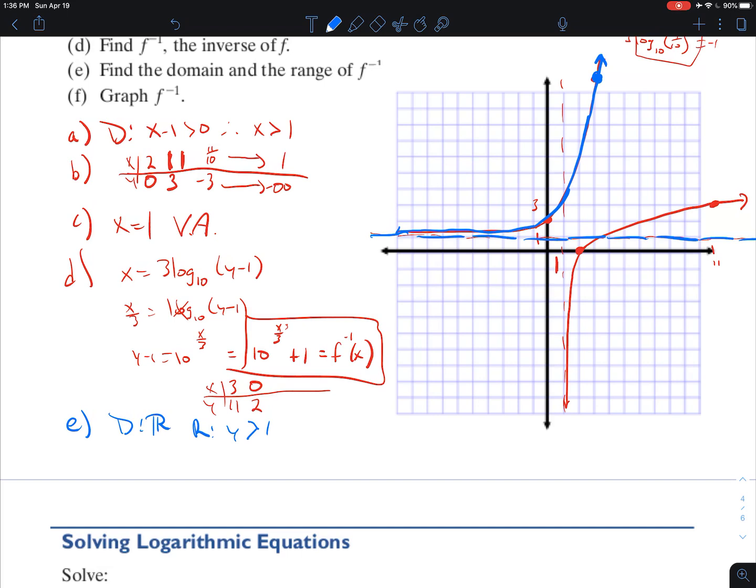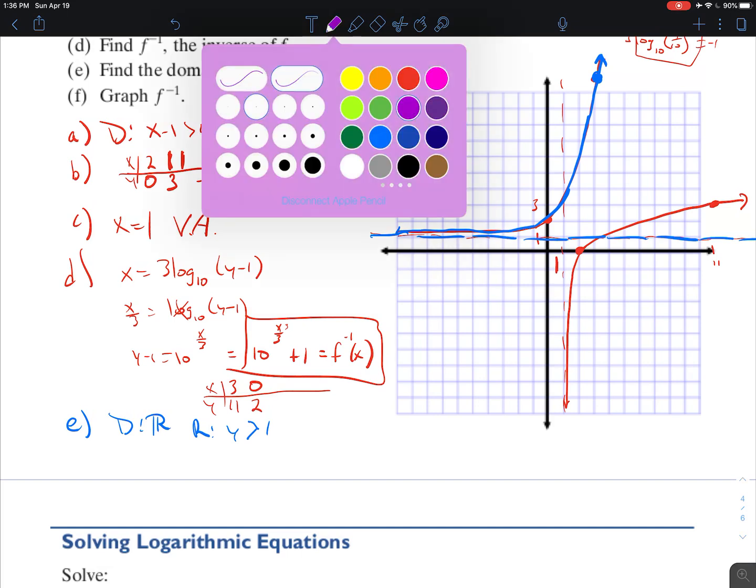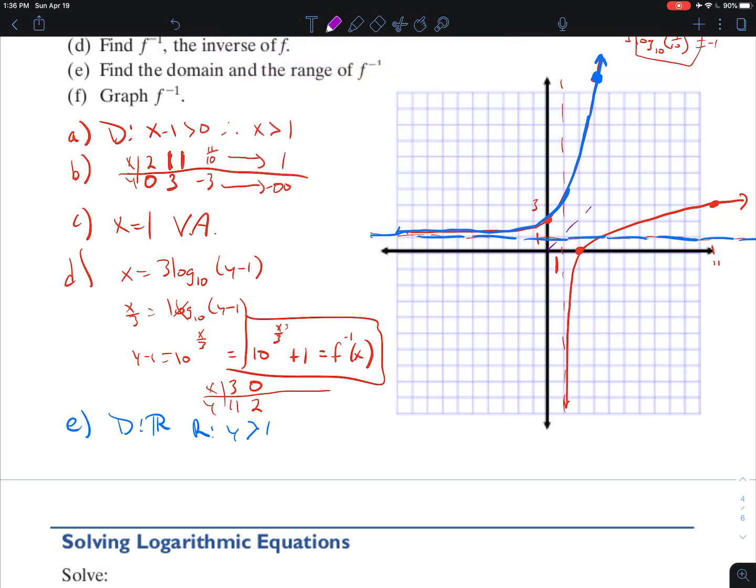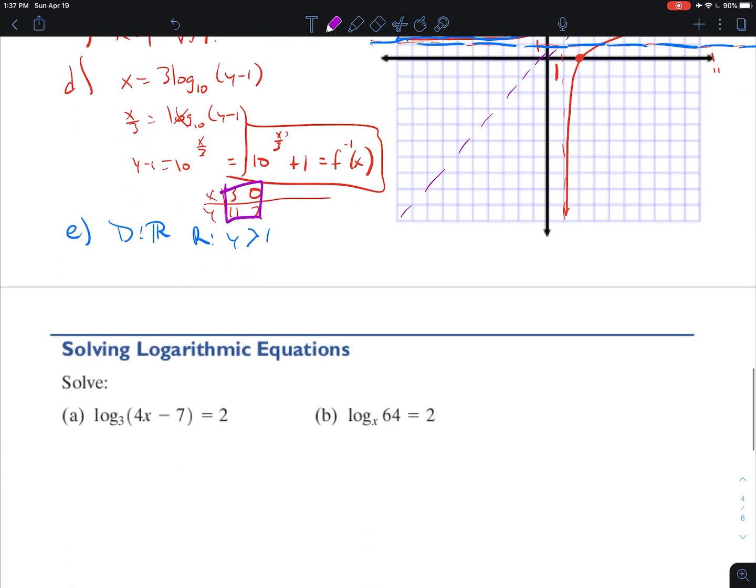So what you notice is hopefully that these are in fact inverses. If I graph the line y equals x, that's pretty close. They're mirror images of each other about that line. Just turn your head 45 degrees. And the points that exist, (2, 0) and (11, 3), are now (0, 2) and (3, 11). Well, the points have been switched. That's the relationship that exists.